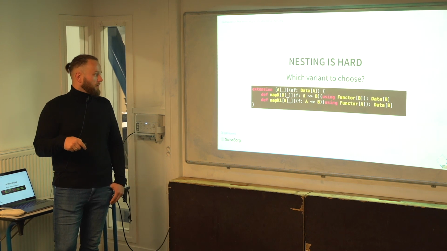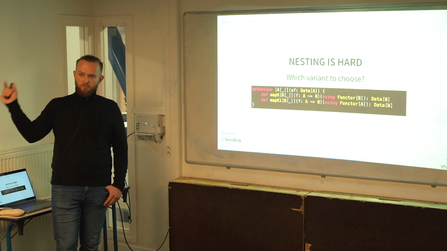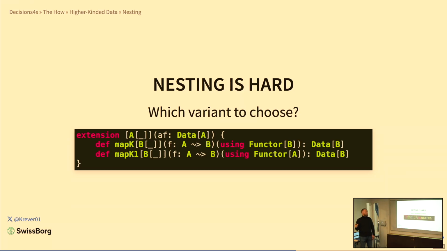So the mapK now has two variants. First of all, both of them require a functor because you nested, so you need to be able to map over the wrapper, and then you also need to go from one wrapper to another wrapper. And you have two variants because the order of operations differs. So depending on what order you do that, you have to choose one of them.